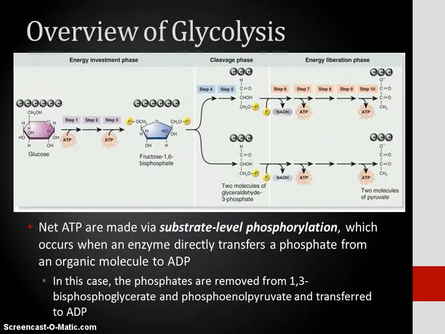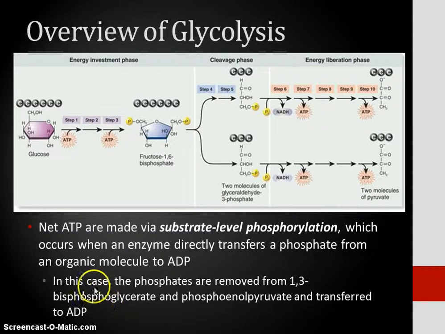So here's a brief overview of glycolysis. We can see from this diagram the energy investment phase occurring first. We start off with a 6-carbon glucose, and that turns into a fructose 1,6-bisphosphate through the addition of ATP and substrate level phosphorylation, which is when an enzyme directly transfers a phosphate from an organic molecule to ADP.